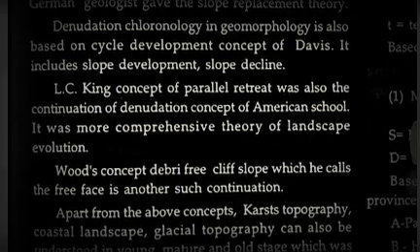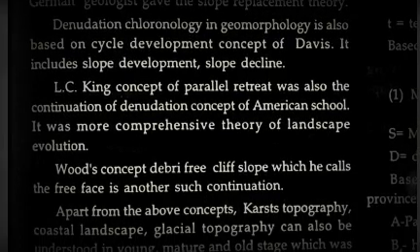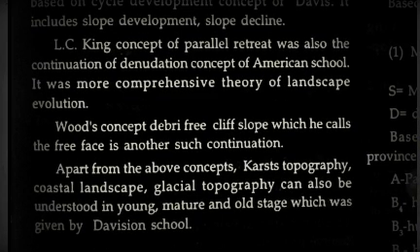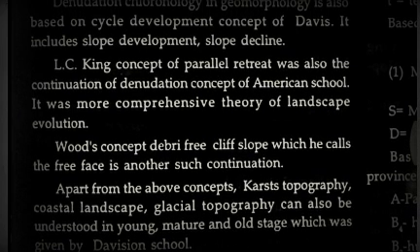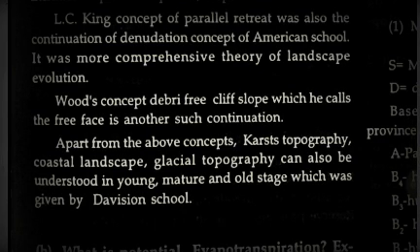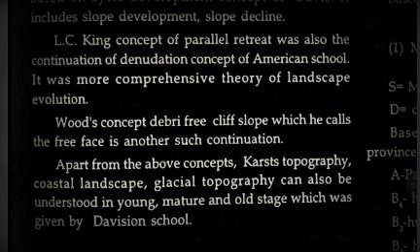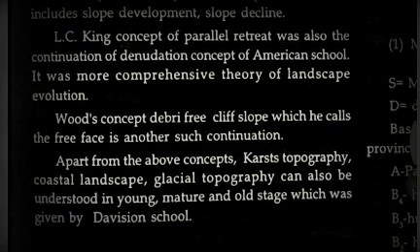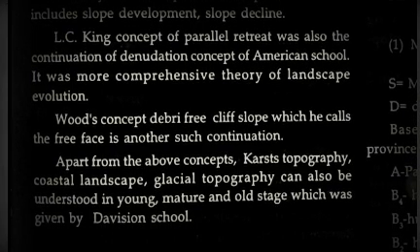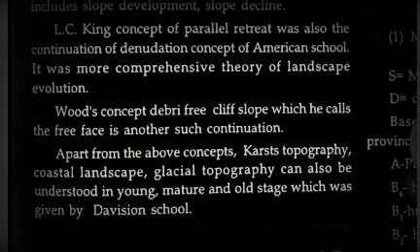Here you can include L. C. King now. L. C. King's concept and the parallel retreat theory were also contributions to the denudational concept of the American school. It was a more comprehensive theory of landscape evolution, related to the theory of landscape evolution. Then Wood's concept: the debris-free cliff slope, which he calls the free phase, is another such continuation.